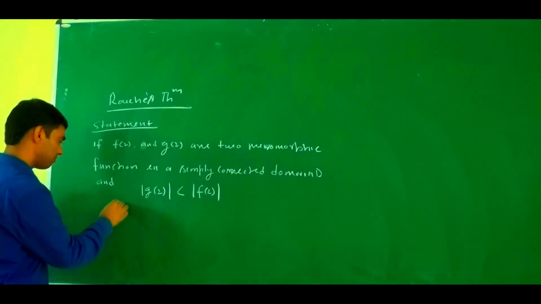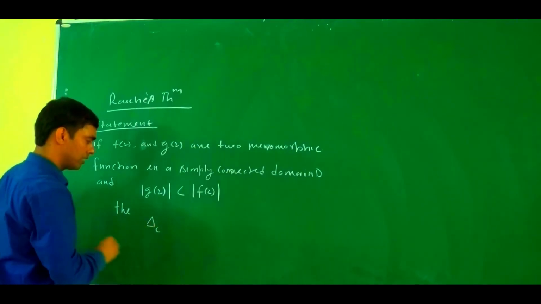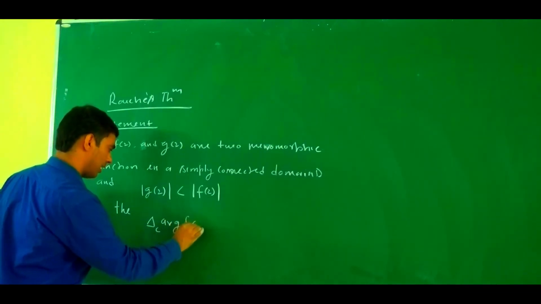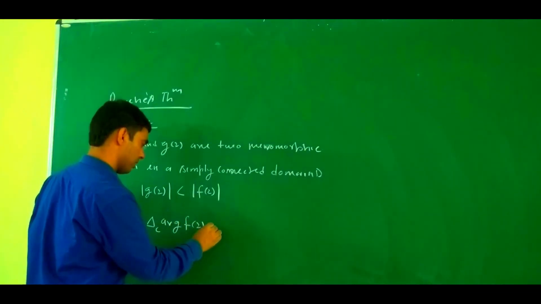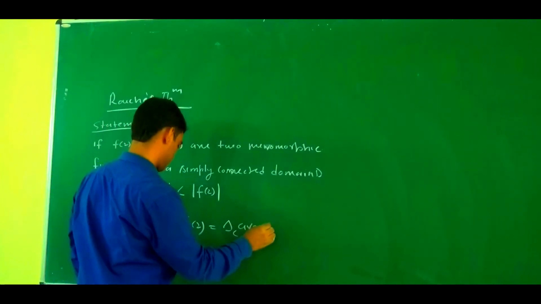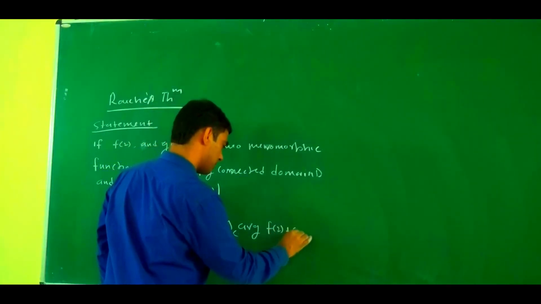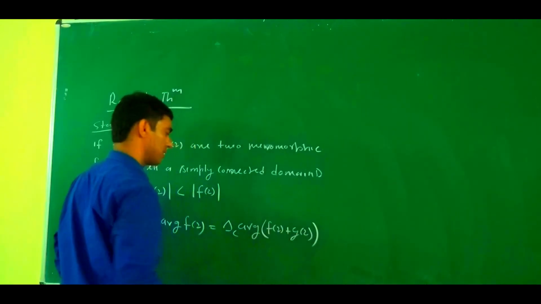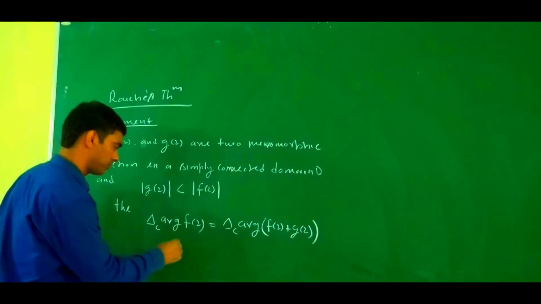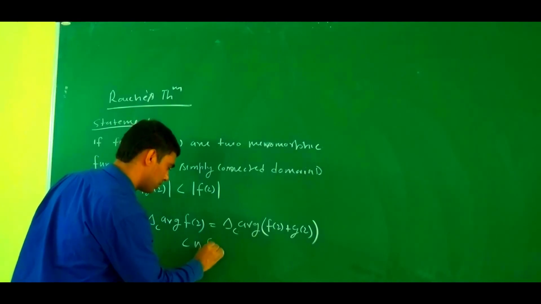Then the change of argument, delta C argument of f z, equals delta C argument of f z plus g z, where C is a simple closed contour.